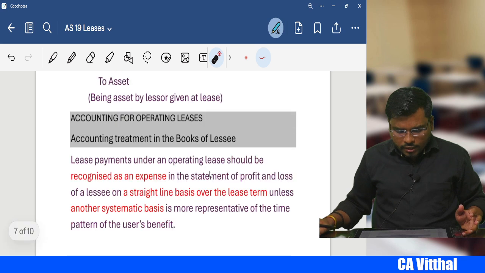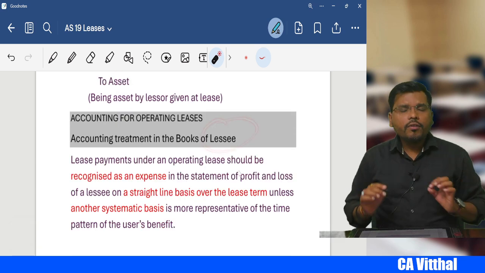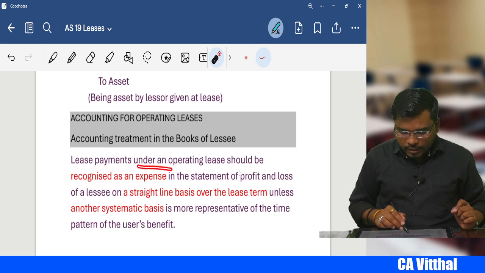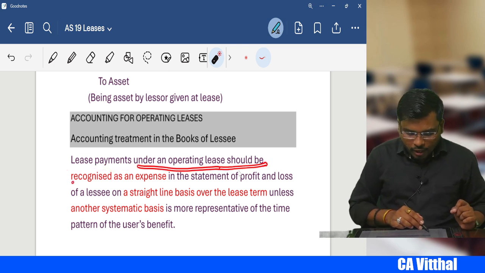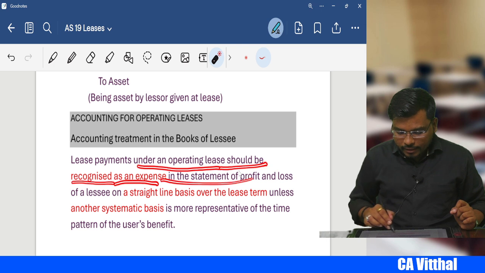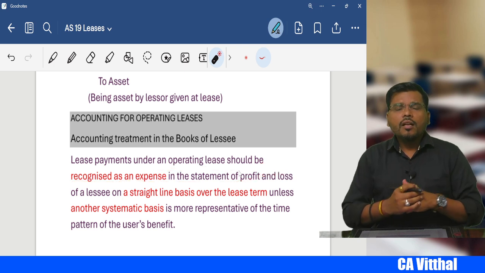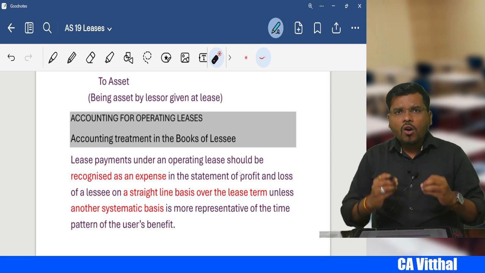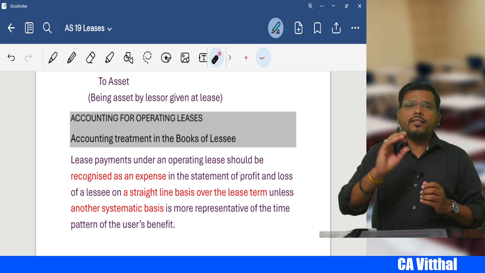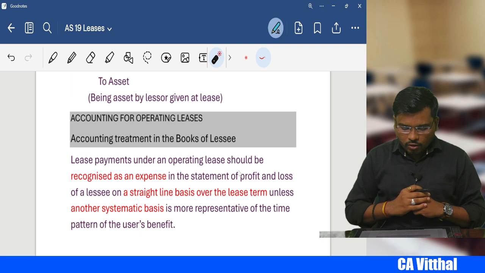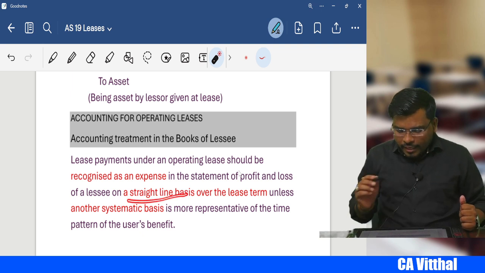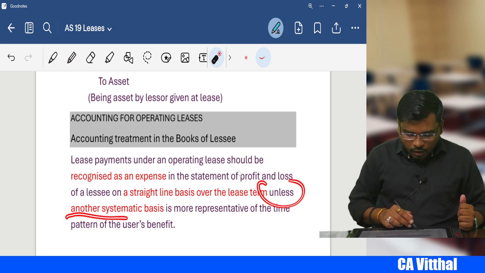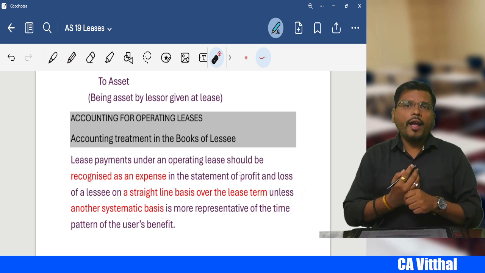So what is the accounting treatment in the books of the lessee, sir? The lease payment under the operating lease should be recognized as an expense in the statement of profit and loss, right? Because it is an expense for the lessee. So we record the lease payment as an expense in the statement of profit and loss on a straight line basis over the lease term, unless another systematic basis is more appropriate, right?